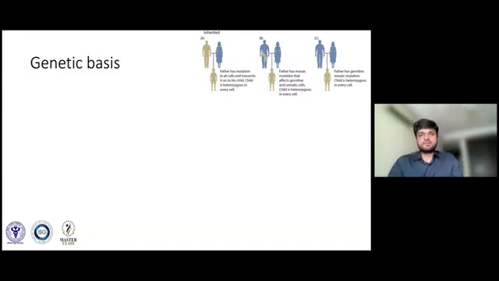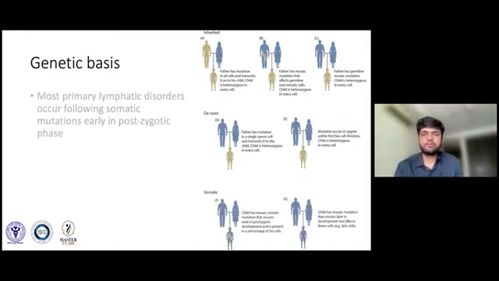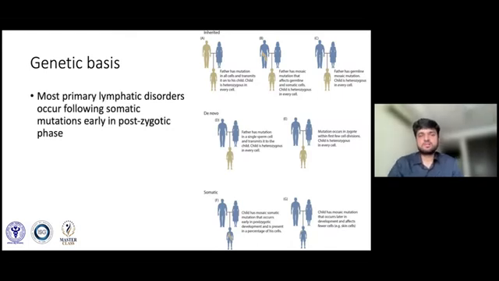The genetic disorders that occur as a syndrome are usually not the classical Mendelian inheritance that we are aware of. While we know that a lot of genetic disorders may have inherited disposition or de novo disposition, most of the primary lymphatic disorders occur following somatic mutations that occur in the post-zygotic phase. And essentially, there is very rarely a family history that is available.